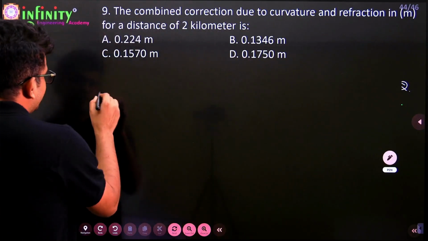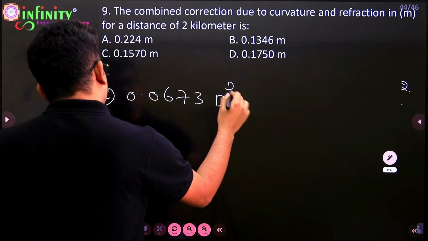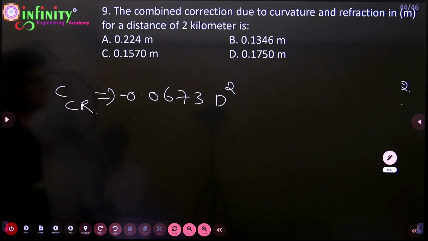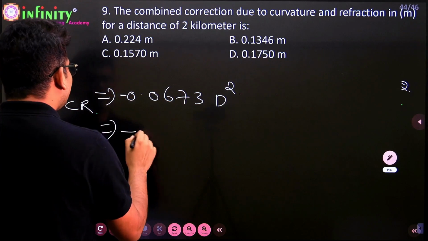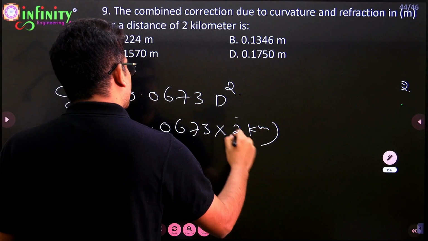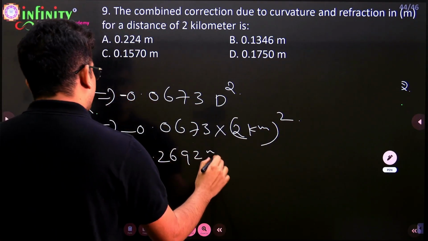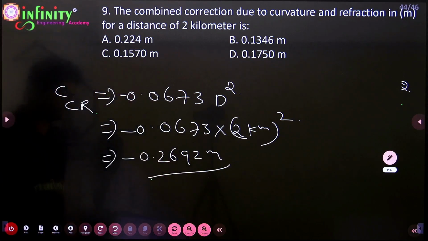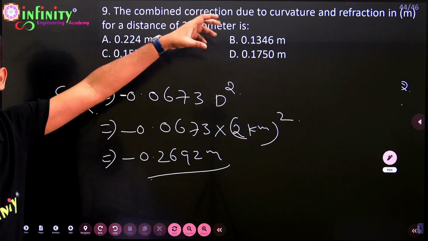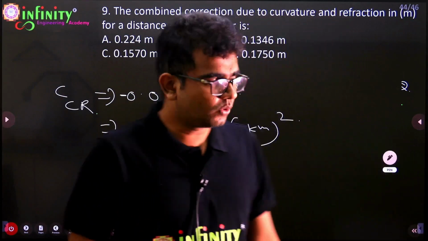So what you need to do is, you have to take this formula basically for the combined correction. CCR equal to minus 0.0673 d square. Now whatever the d value is there, that is 2 kilometers. So 2 kilometer whole square, and that is equal to minus 0.2692 meters. No value is nearer to that, so MPSC cancelled this question. So go to the last question.